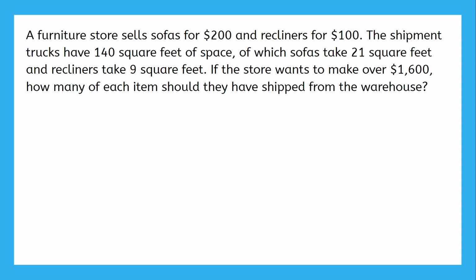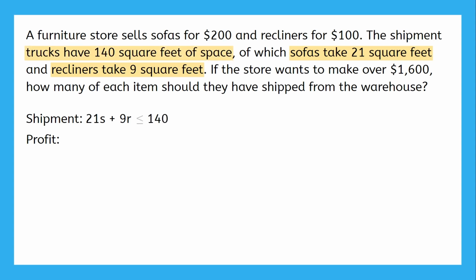We've got enough information here for 2 inequalities, shipment and profit. First, for the shipment, sofas take up 21 square feet and recliners take 9. There is a maximum of 140 square feet available on the shipment truck, so the sofas and recliners can only go up to that much, no more. For the profit, the sofas bring in $200 and the recliners bring in $100. The store wants to make more than $1,600 in sales. More than, not or equal to. So we've got a system set up.